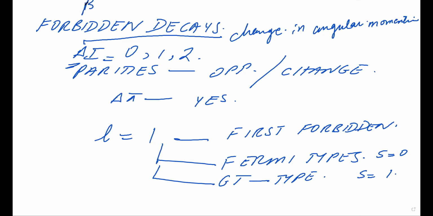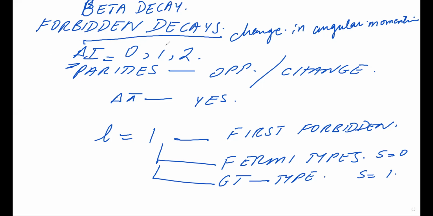So the main topic is beta decay. And within beta decay, we are talking about different kinds of decays. We talked about allowed decays, and within allowed decays, we had the Fermi decays and the Gamow-Teller decays. We have been studying that and solving different problems related to it, right? Then we talked about forbidden decays.